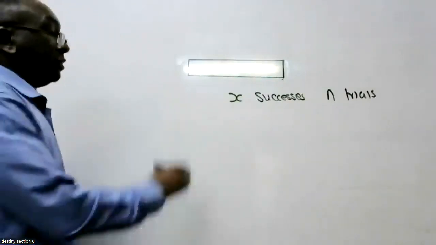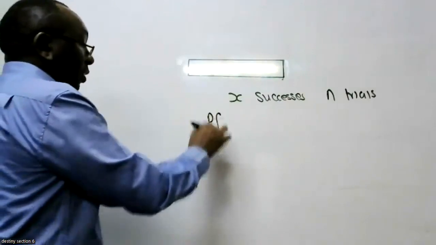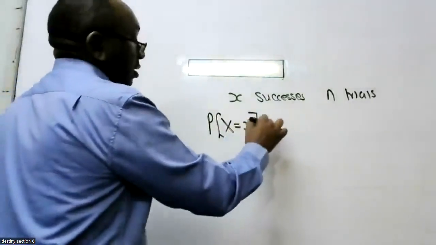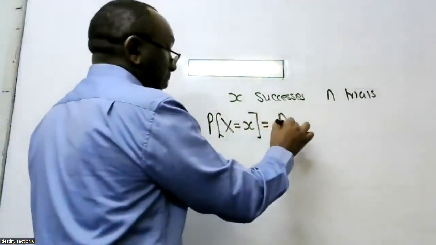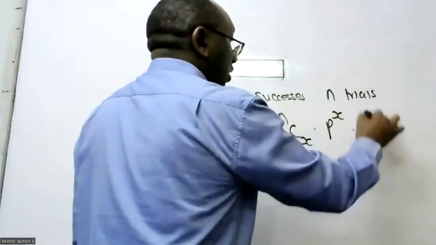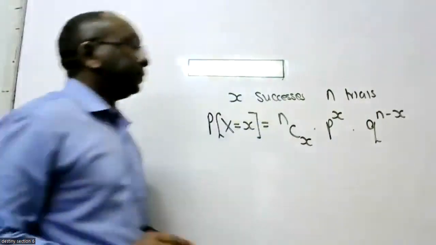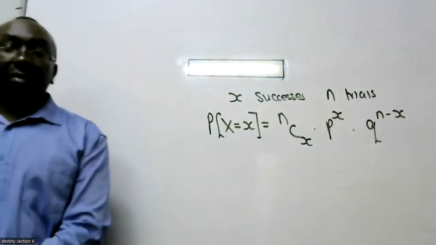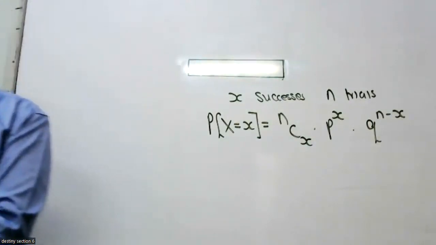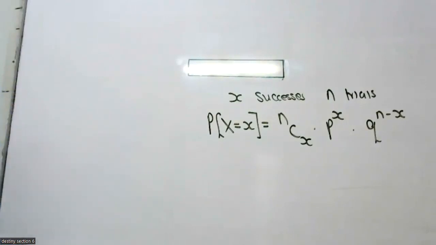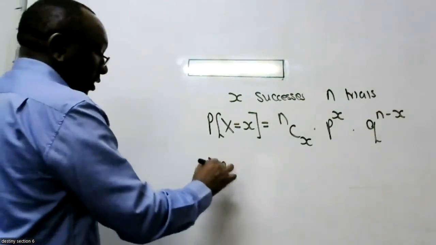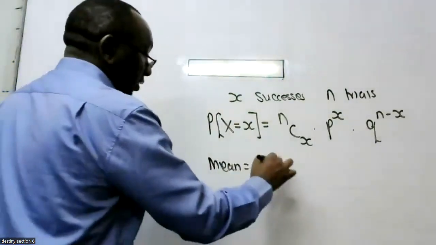is computed as follows. Probability that X capital is equal to X small is equal to N combined X, P is for X, Q is for N minus X. N combined X multiplied by P raised to power X multiplied by Q raised to power N minus X. The mean, that is the X bar, is given as NP.